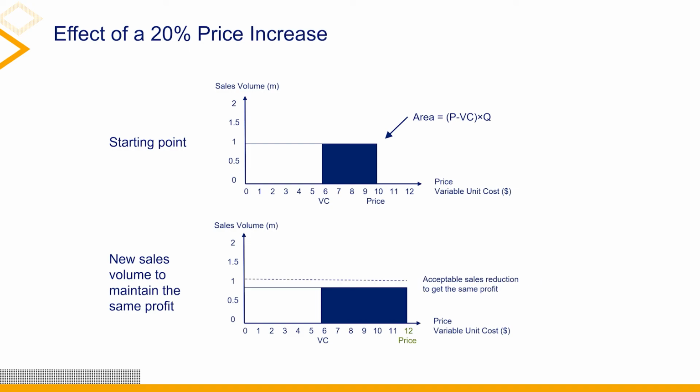Effect of a 20% price increase. We follow the same approach for a price increase of 20% from $10 to $12. We want the area of the rectangle to remain unchanged. The rightmost point on the x-axis shifts from 10 to 12. For the area of the rectangle to remain unchanged, the height drops from 1 million units to 667,000 units.